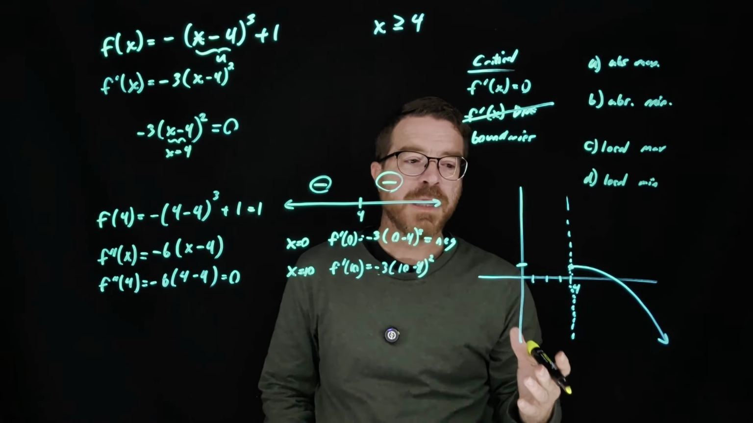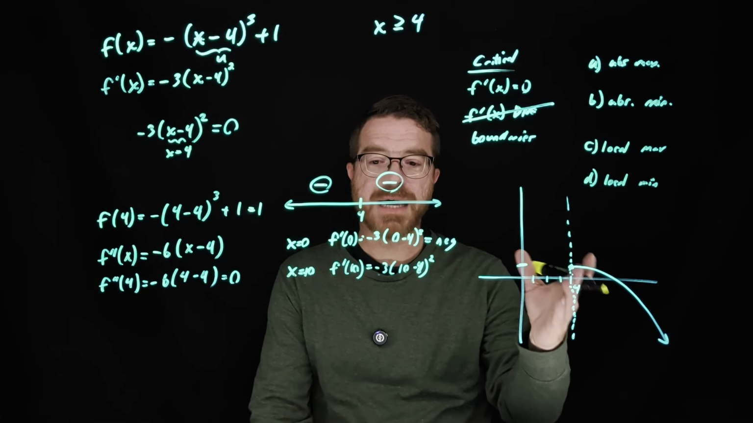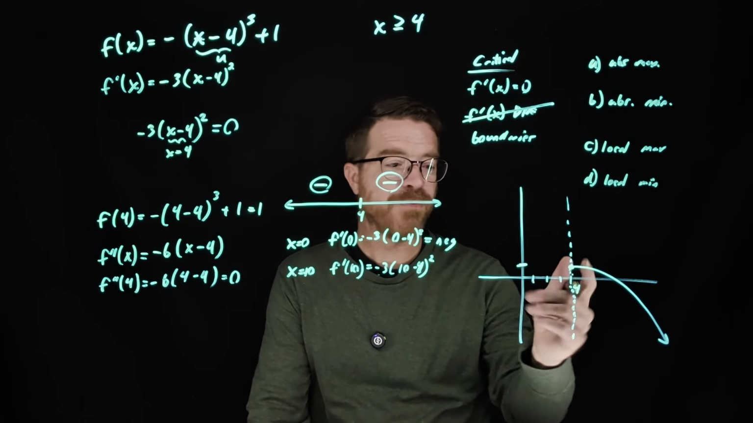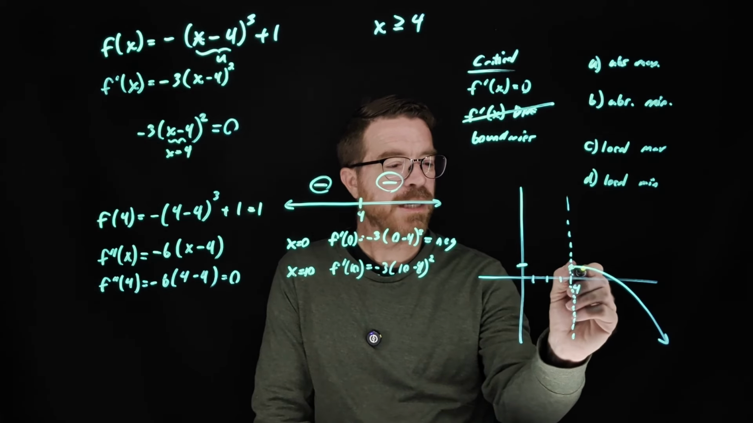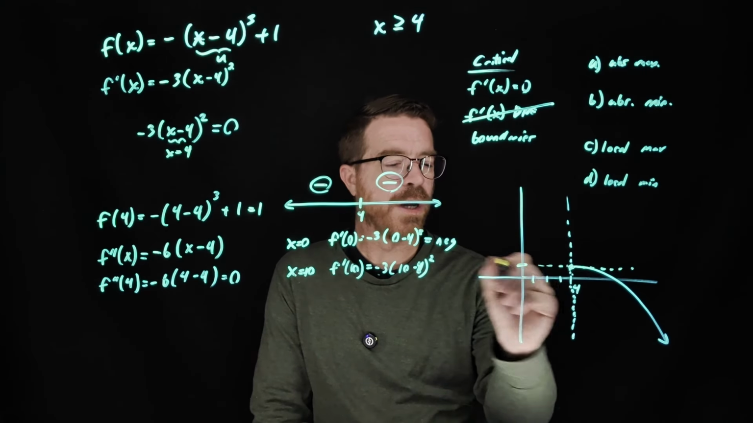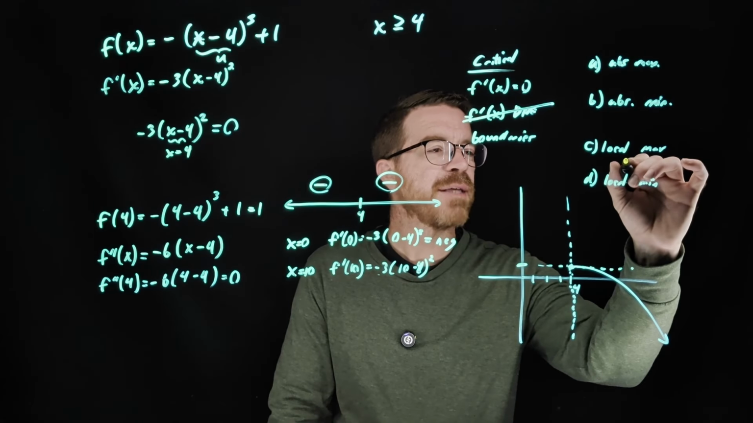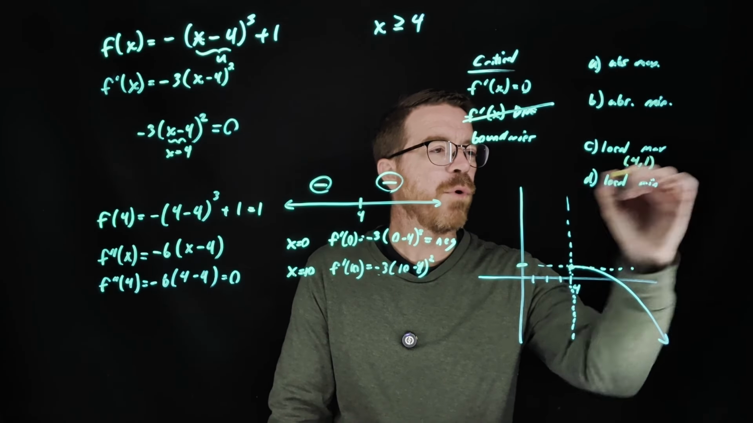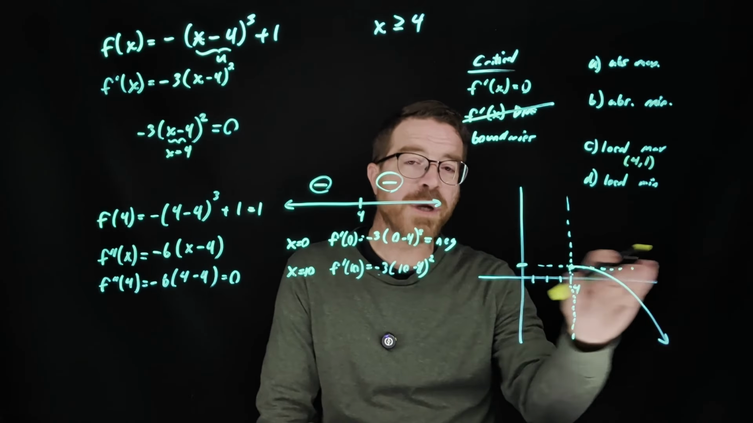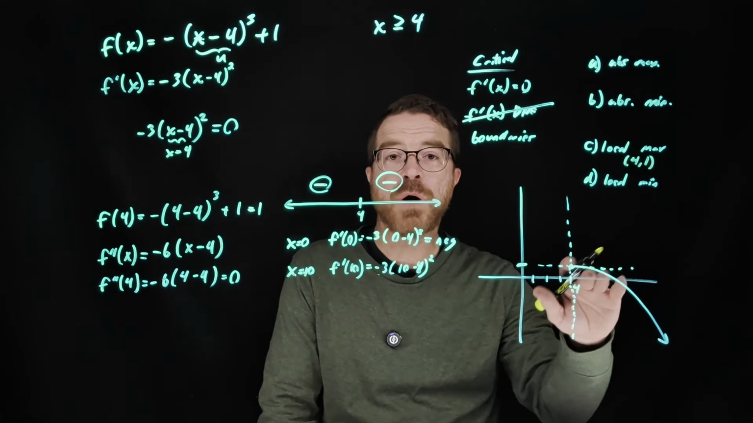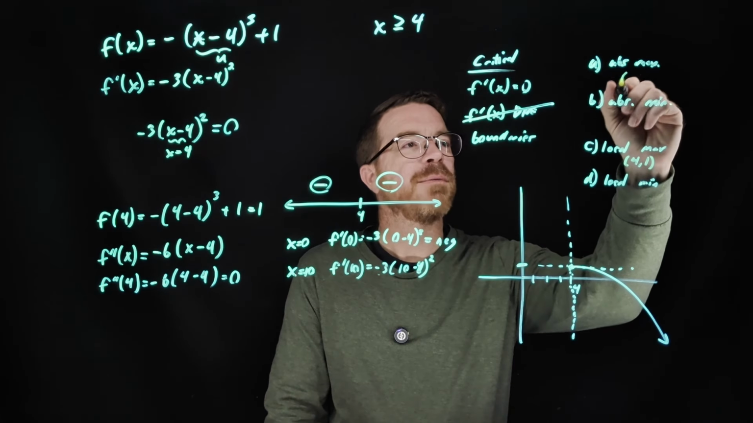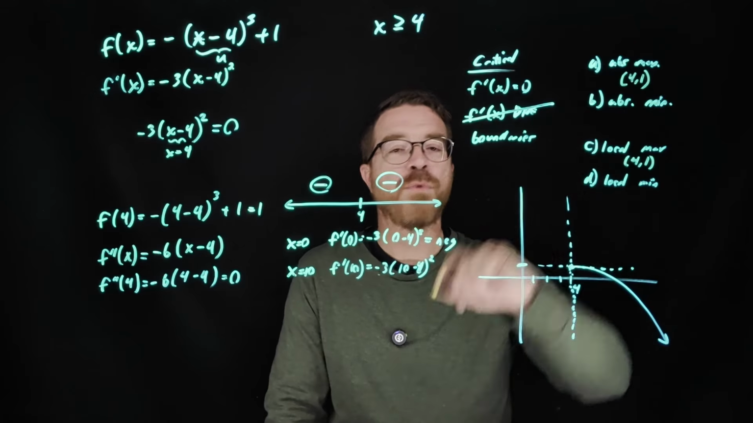So based on this, if we were to look at this, we have a maximum value here at (4, 1). And this is going to be a local maximum. So we have a local max at the point (4, 1). And because there's no point that is higher than this, this would also be our absolute maximum. So we're going to have an absolute maximum at (4, 1).